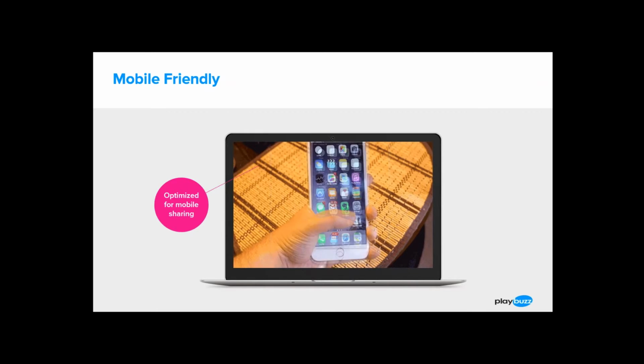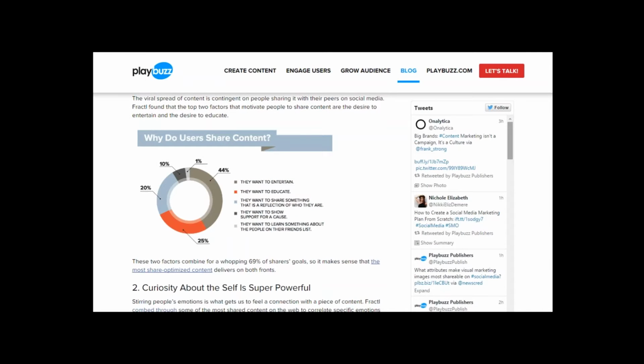Here we see an infographic from our blog.playbuzz.com, a little bit about the science of sharing. Why do people share content? And we can see here that one of the top 3 reasons that people share content is that it's a reflection of who they are. It's all about personal branding. People want their social network to see them a certain way. And this takes us right into our topic of today's webinar, the trivia format.